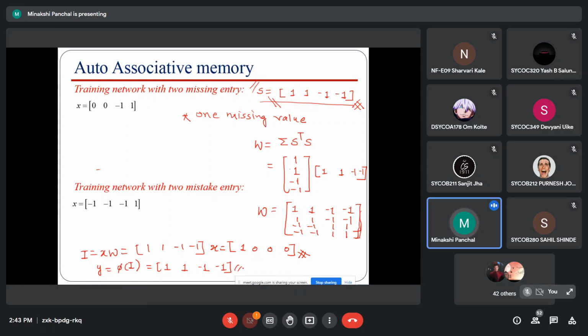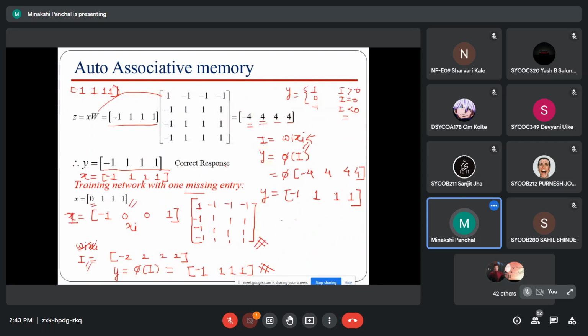See this, this and this are coming out the same. Even though you are making 3 values missing, from the original data where 3 values were missing, you are still getting the correct data as output, and that is the power of auto-associative memory. This is capable of retrieving the data if a piece of the data is missing. Okay, if some of the data of your given input is missing, then auto-associative memory is capable of retrieving that particular data. Okay, so this type of question can come.